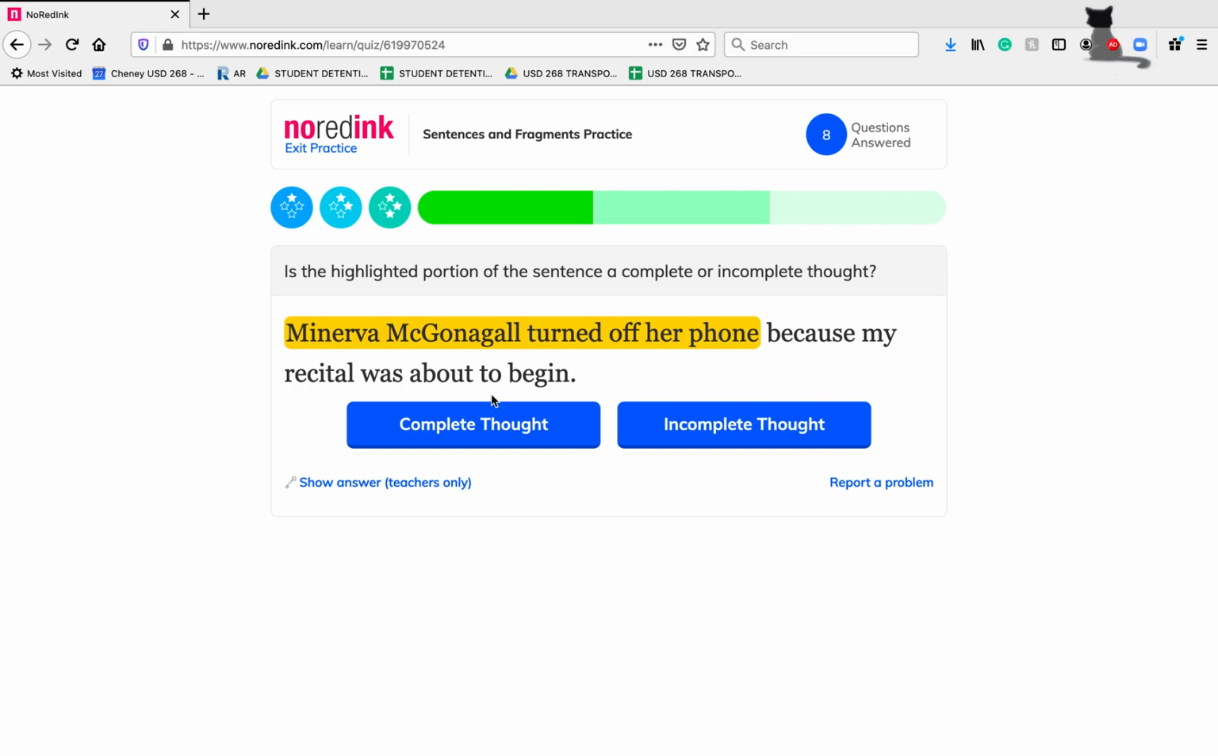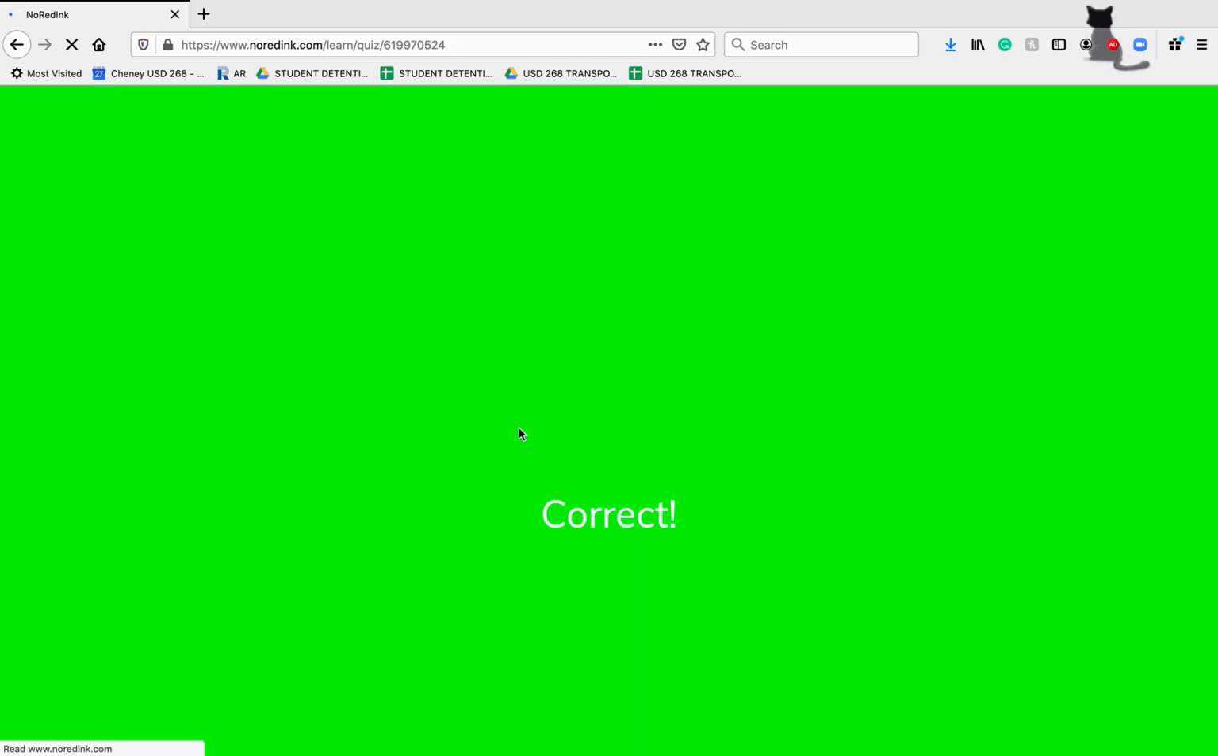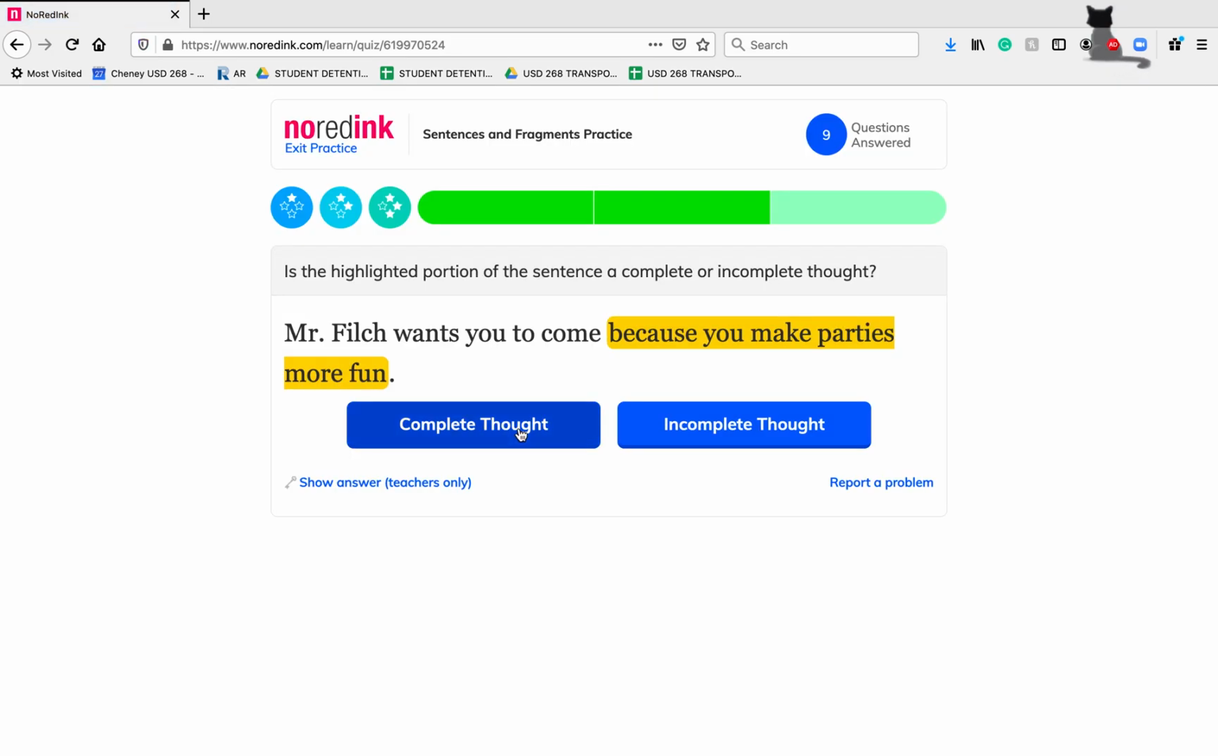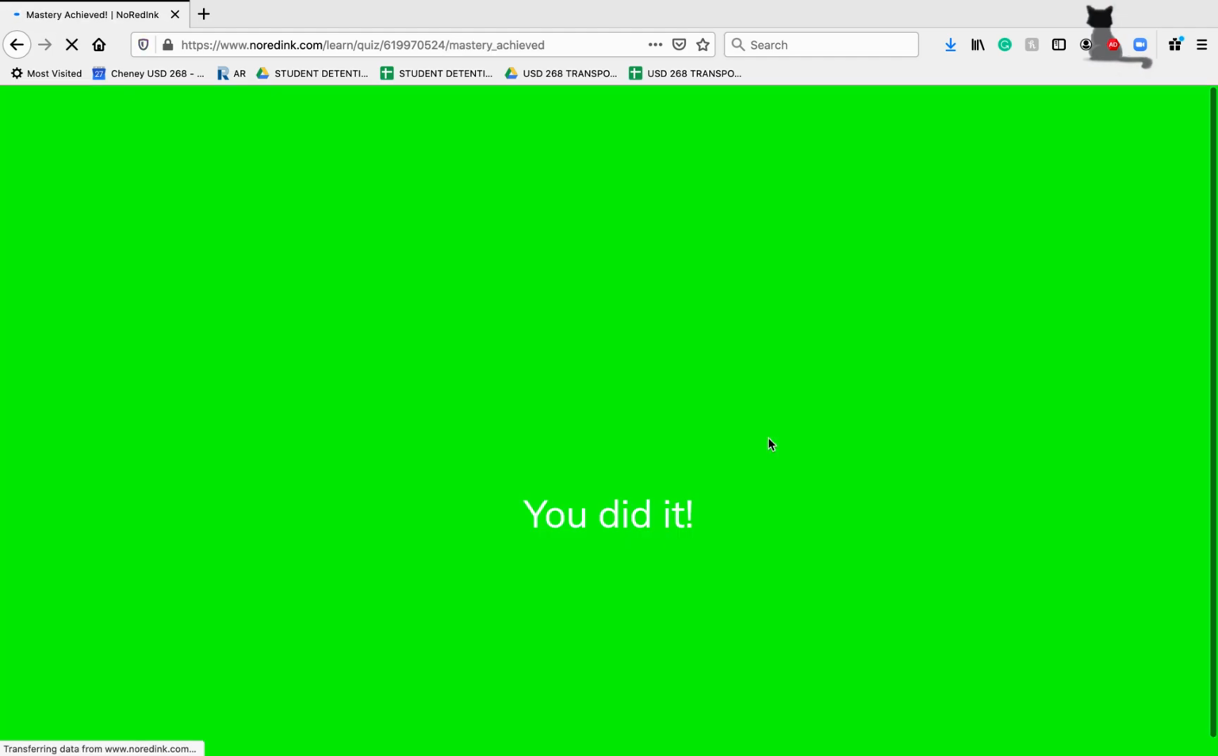"Minerva McGonagall turned off her phone." Complete thought. "Because you make parties more fun." We don't know what happens because you make parties more fun, so that one's incomplete.